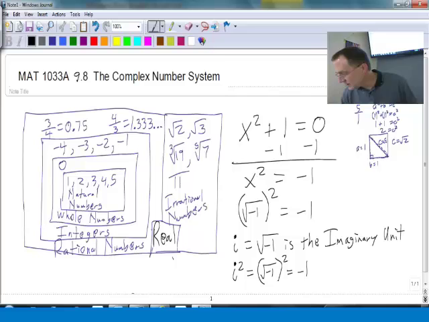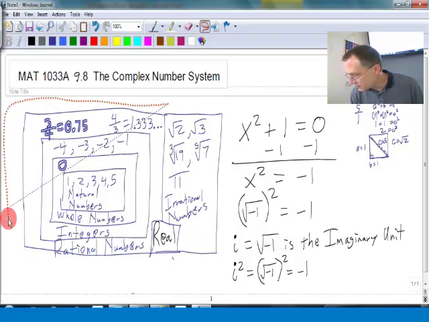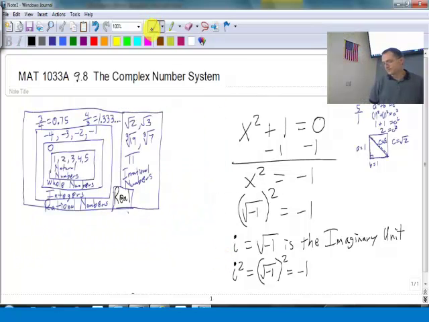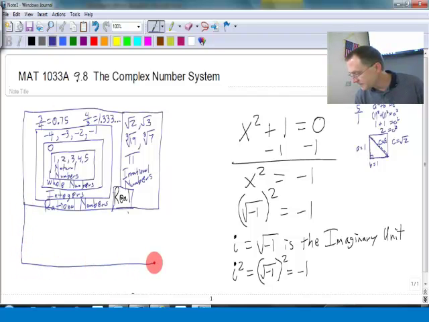Well, there's no place in this great big box that I've drawn here to put i. Hopefully I've captured it all. So let me add on to the box. Maybe down here. So we've got the real numbers. Down here we're going to put the imaginary numbers, beginning with i.